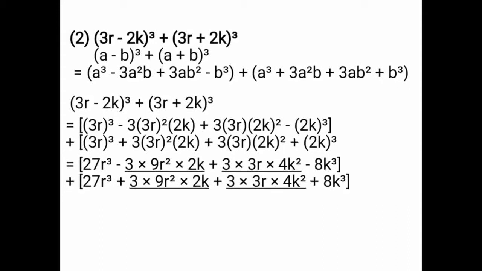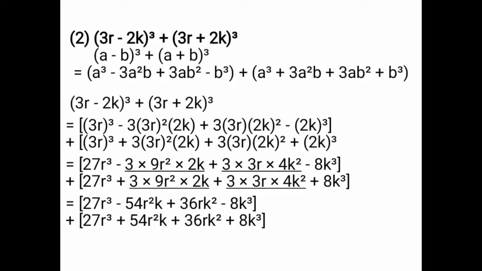that is equal to 27r cube minus 54r square k plus 36rk square minus 8k cube plus 27r cube plus 54r square k plus 36rk square plus 8k cube. First, which expansion formula is coming here, that I have solved. In first bracket you have to solve. Second, which expansion formula is coming, you have to write in second brackets. Students, you don't have to forget to put the brackets until the final answer comes.